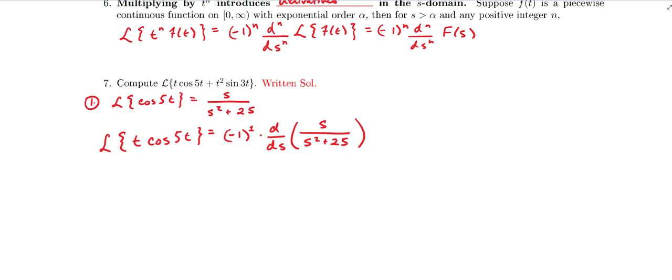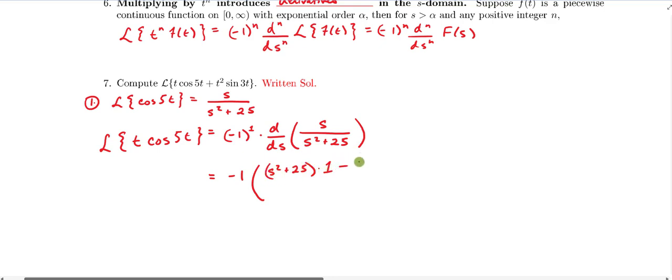One thing that could be a little bit confusing here, you don't need to annotate this, but the t here is understood to be to the first power. That's why I'm taking the first derivative of the Laplace transform of the cosine of 5t. So this is just -1, and then I'm going to take a derivative using the quotient rule. We've got the bottom function times the derivative of the top function minus the top function times the derivative of the bottom function, all over the bottom function squared.